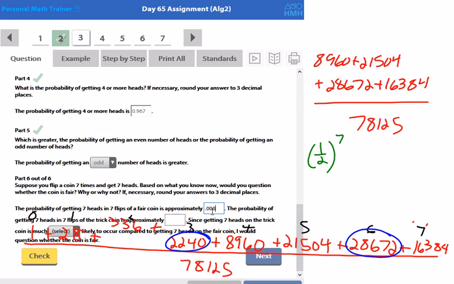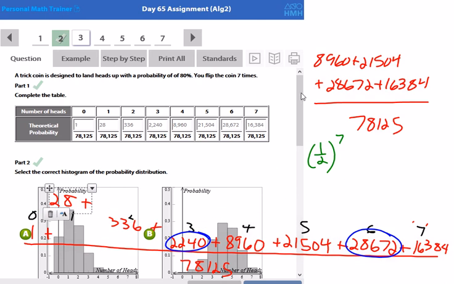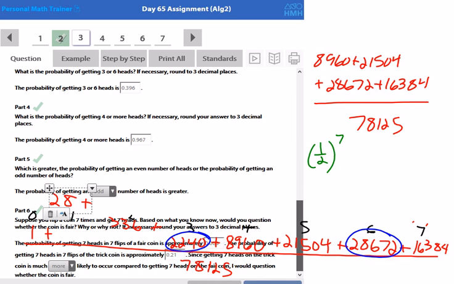The probability of getting 7 heads in 7 flips with a trick coin is approximately 16,384 divided by 78,125. So that was 0.210. Since getting 7 heads on a trick coin should be easier, I'm guessing they're going to say here, it is much more likely to occur compared to on a fair coin, so I would question whether the coin is fair. Let's see, did they mark that correct? They did, so we're all set.